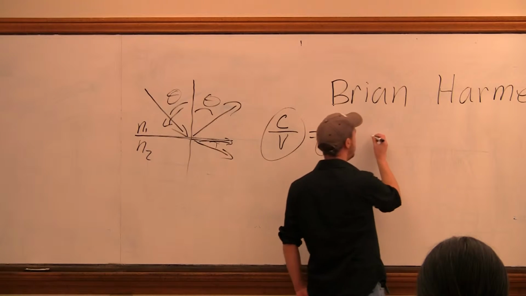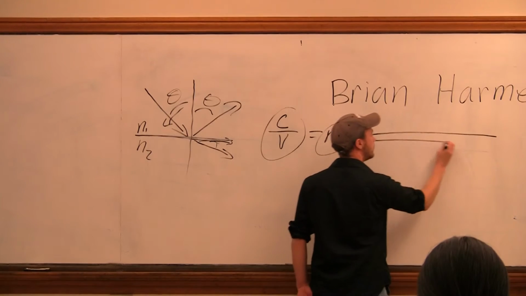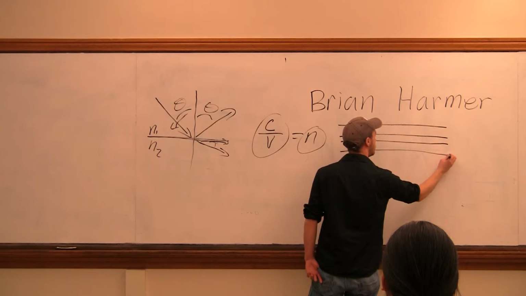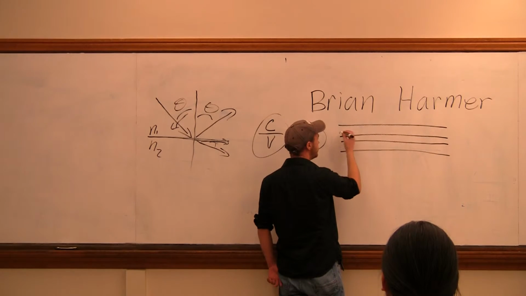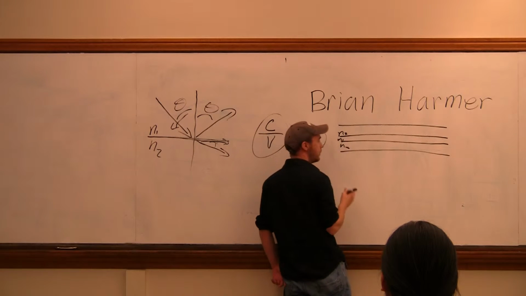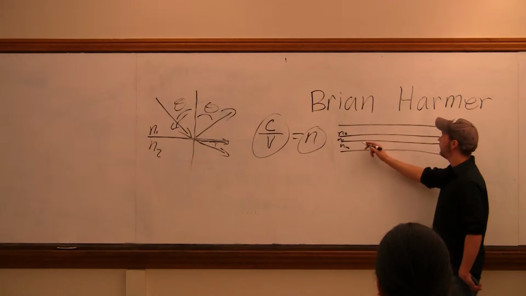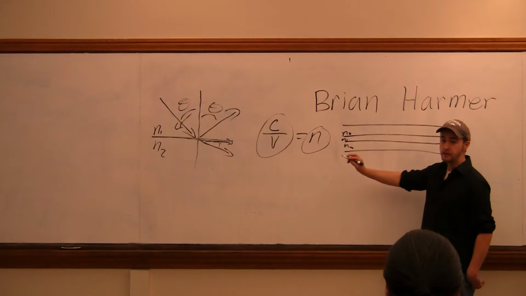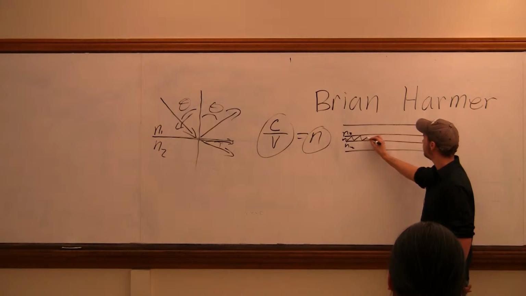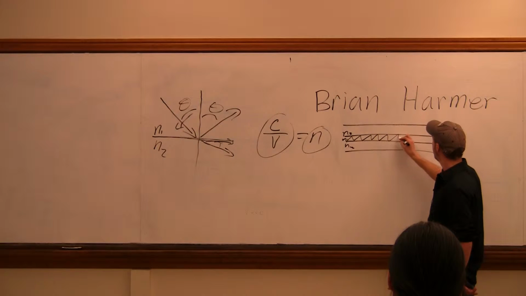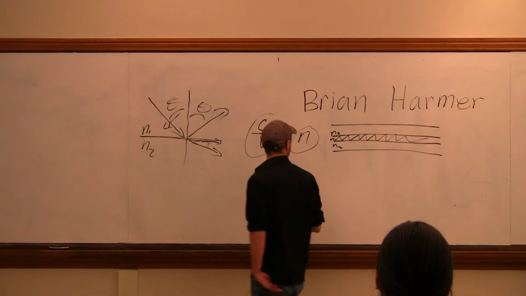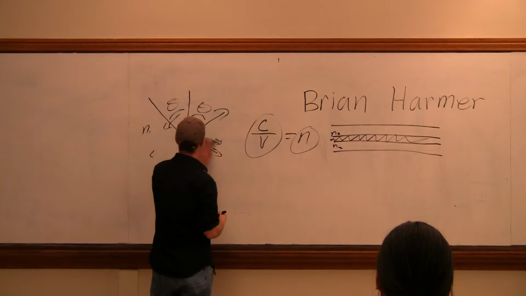So if we have a fiber, this is the core here and the cladding around it. And so we have two different materials here, with an N2 and an N1. With total internal reflection, you have light propagating through this core, and it will just bounce back and forth through the core until you reach the end of the fiber. And that's pretty much the basics of how fiber optics work.